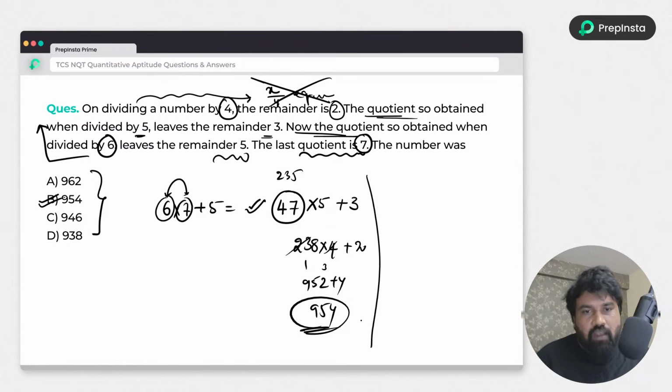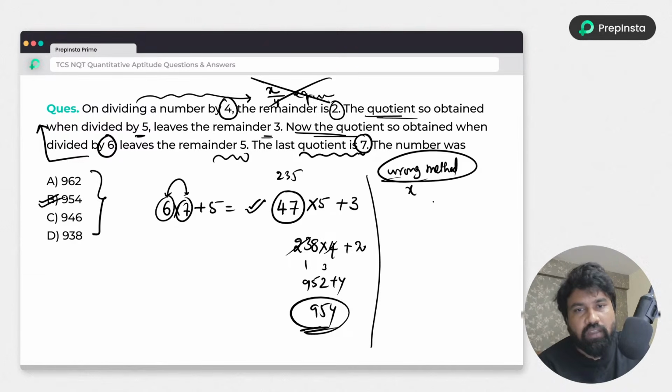And you know why a lot of people will waste their time and end up with wrong answers for this type of problem? They will start the problem with X. So this is the wrong method. I am explaining the wrong method for you too, okay? Don't do it in the examination. This is the right approach.